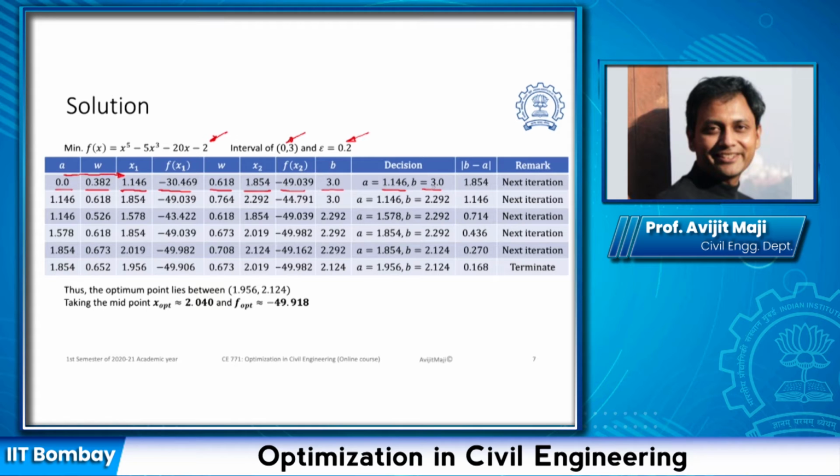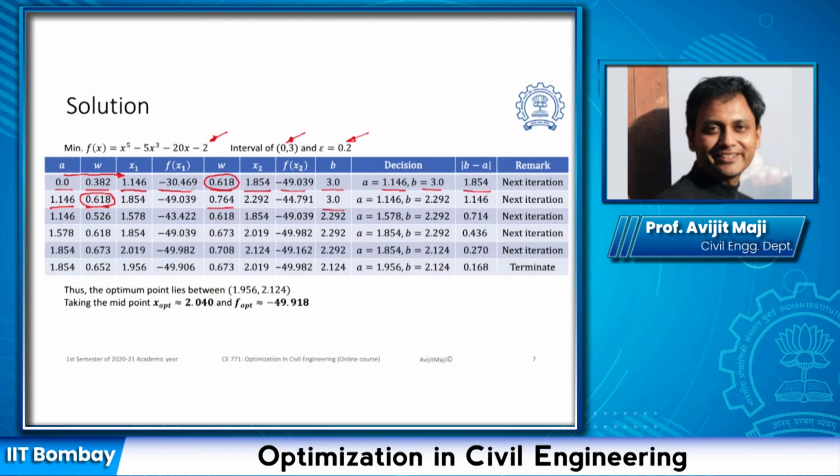And if we look into the length of this boundary, which is going to be 1.854, which is higher than the precision we intend to achieve, hence we need to move to the next iteration. At this iteration, the revised boundary is 1.146 and 3. And for this revised boundary, again, if we try to find out the 2 points in terms of W, then we'll find one point is 0.618, the other is 0.764. So this 0.618 is the same point which we had in the previous iteration here.